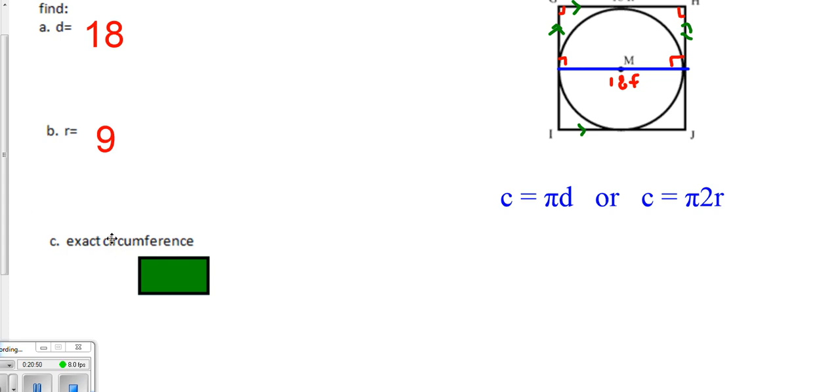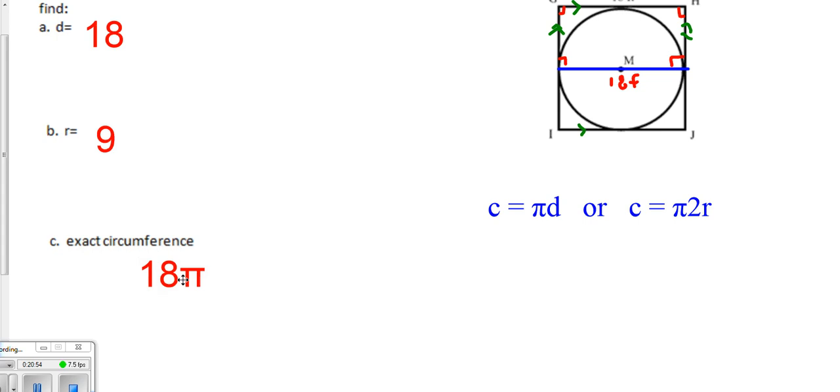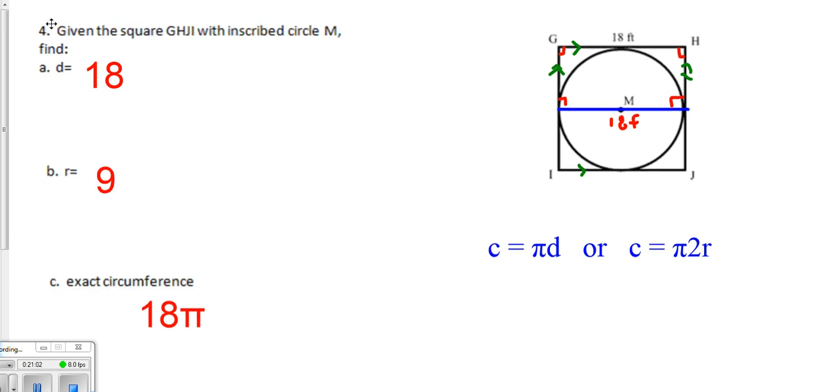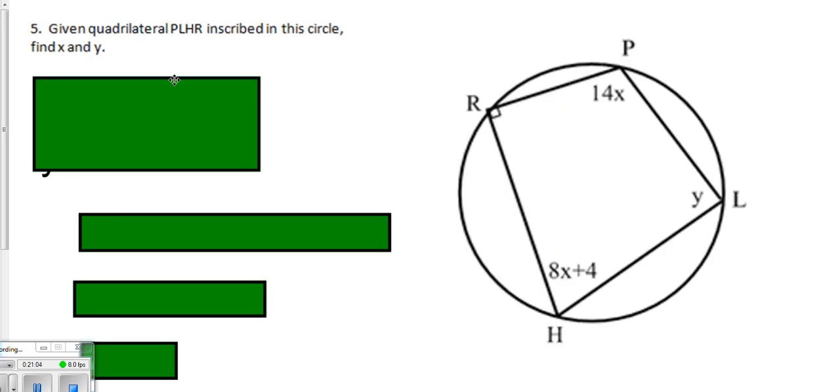And to find the exact circumference, we can use one of these two formulas. If we're using pi times the diameter, well, the diameter was 18, so we'd get 18 pi is our circumference. Last one. Given the quadrilateral PLHR that is inscribed within the circle, find x and y.